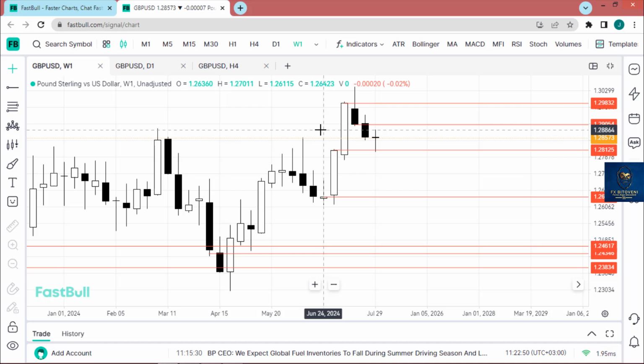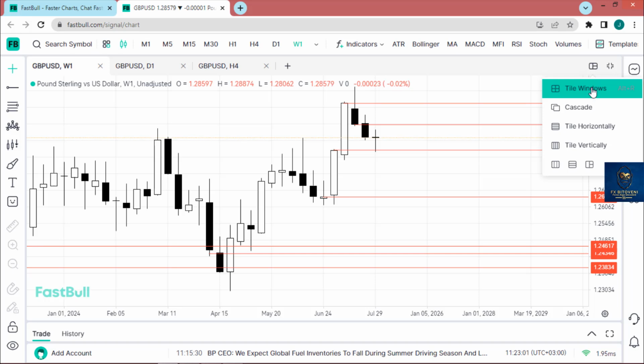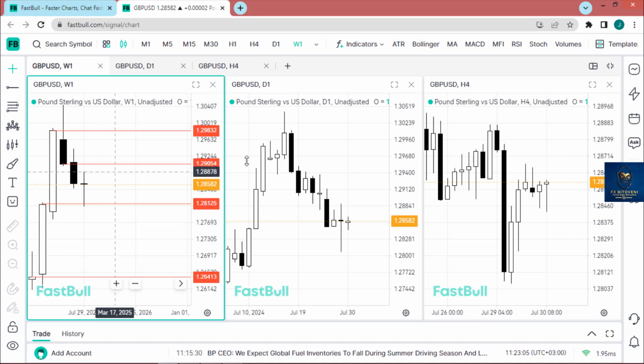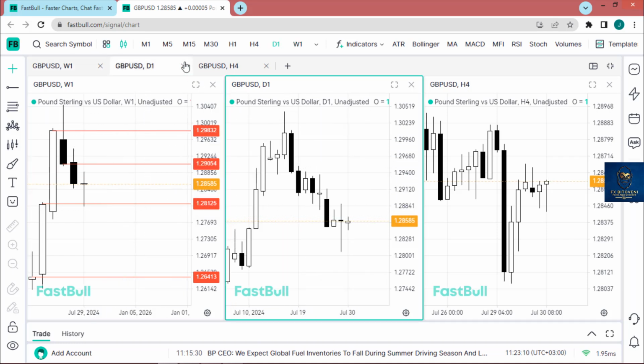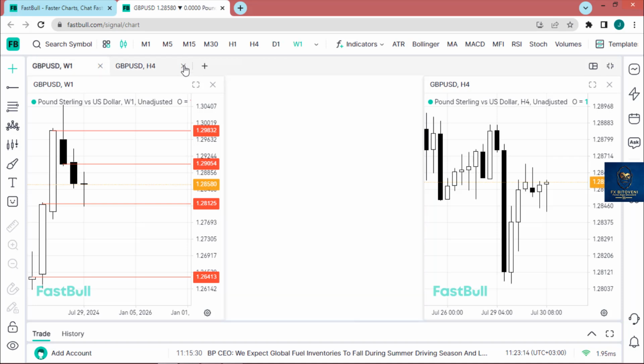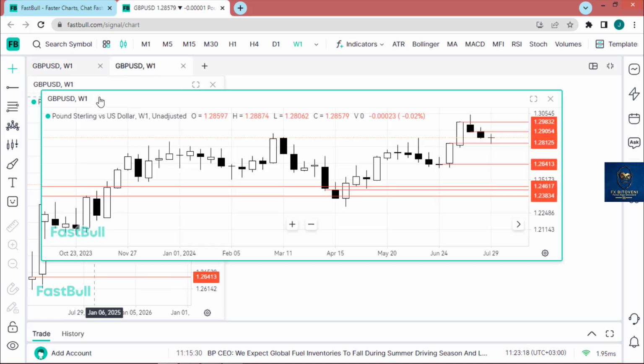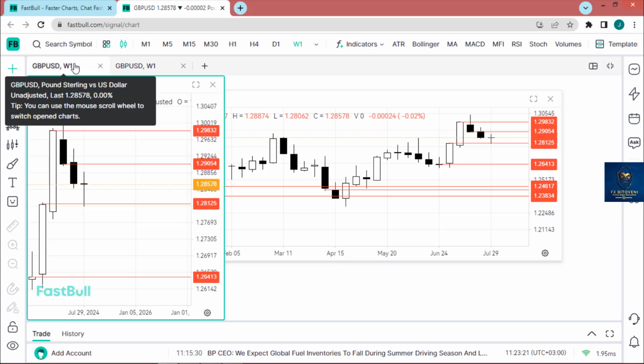This is it. So the good feature of using FastBull, for example, is that on other platforms, you cannot have multiple charts for free like this. For example, if I click like this, you can see I have my chart here. Maybe I can change to another time frame. Let me show you. Let me copy this. Then create another copy.